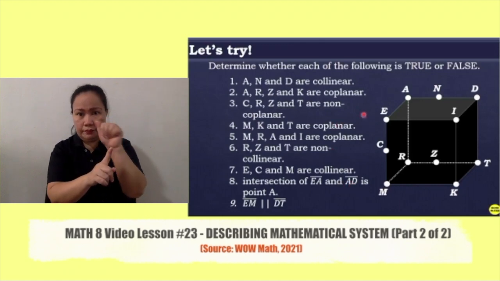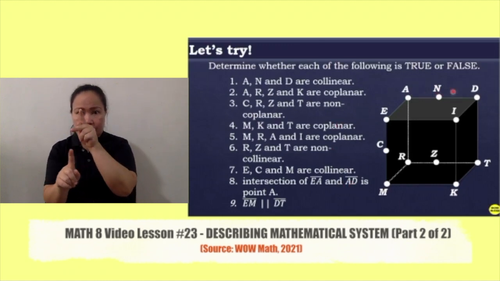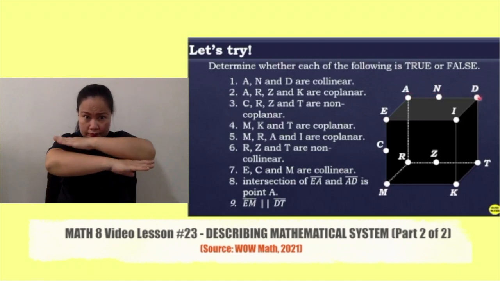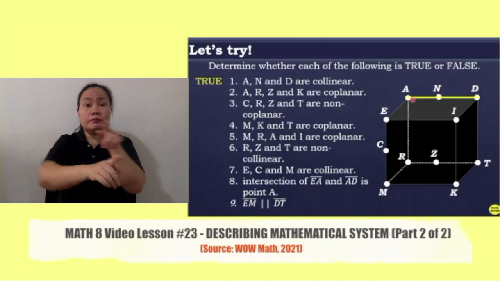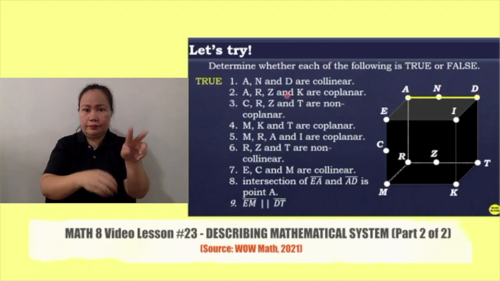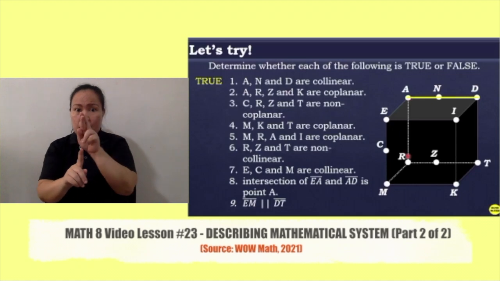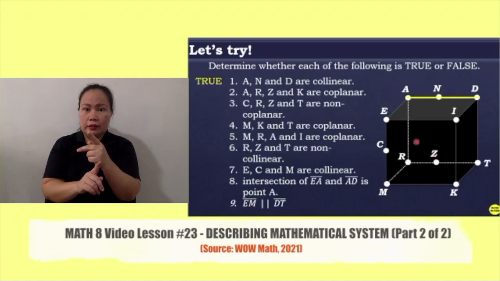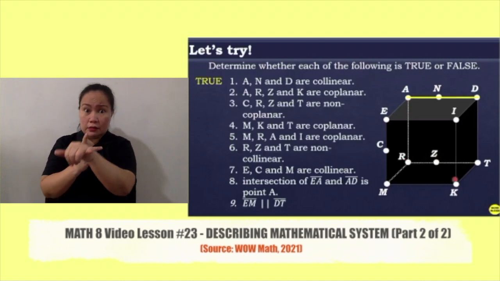So, I have here points A, N, and D. So, ito raw po ay collinear. Nasa isang line ba daw sila? So, this is true. Ayun po siya, nasa isang line. Okay? So, collinear. Next, points A, R, Z, and K. Biglang tumalon siya dito. A, R, Z, K. Coplanar, nasa isang plane daw.